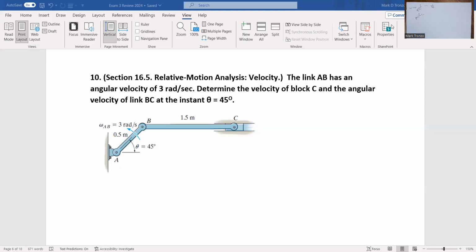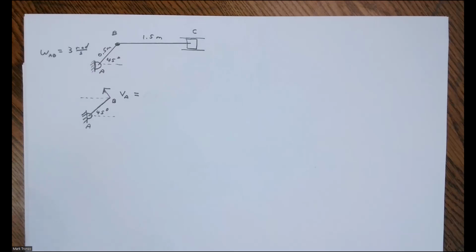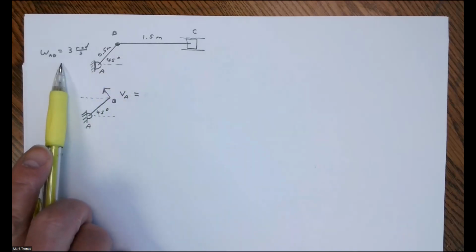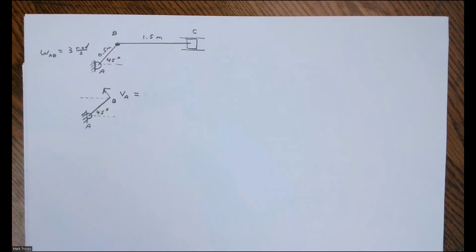Next, we're going to take a look at this problem. Once again, we have a couple of lengths, AB and BC. AB is rotating at 3 radians per second. And we need to find the angular velocity of length BC at the instant theta is 45 degrees. So let's take a look at this. Again, you always want to start with whatever you know. We know something about AB. We know that it's rotating at 3 radians per second.